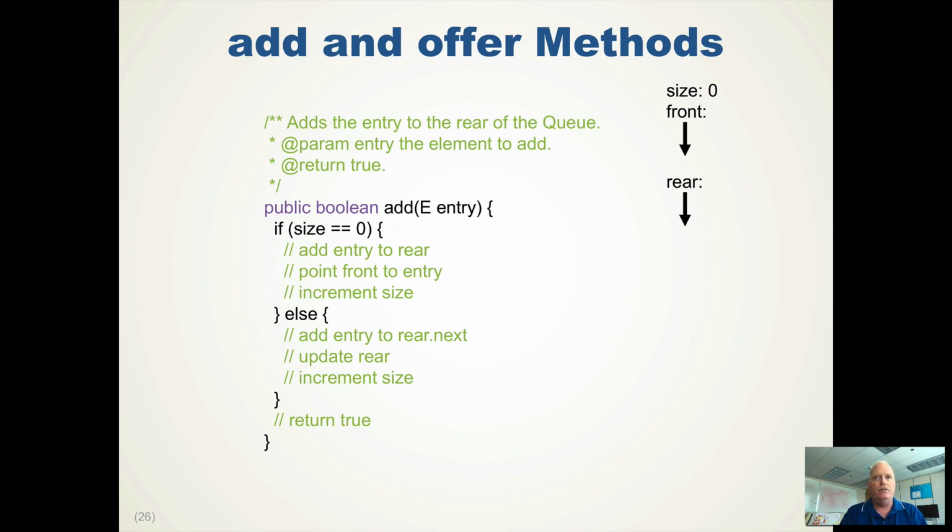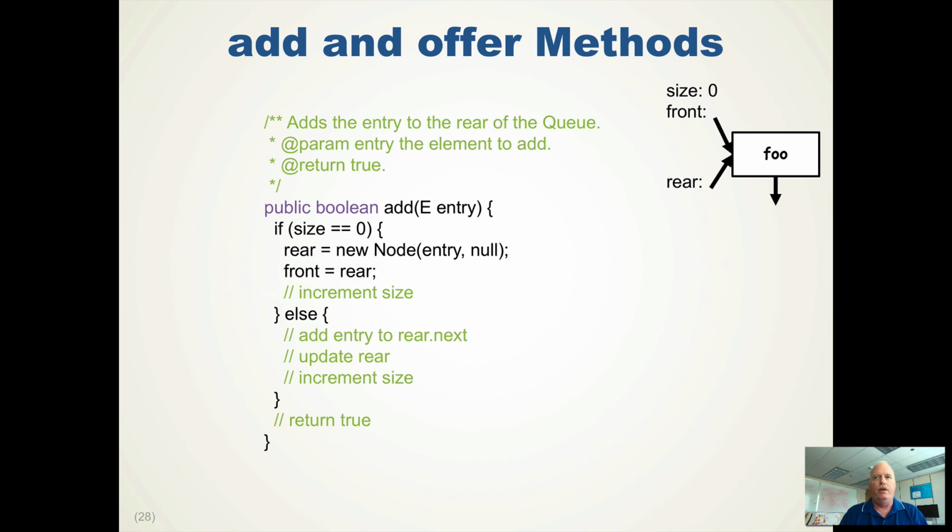If size is 0, that means we've got to update front because there's nothing there. We add the entry to the rear, we point front to the entry, we increment the size, and then we can return true. So we create a new node to hold the thing. Its next pointer is null, and we point rear to it. We then point front to it, and this is a special case because front has to point to the front of the queue.